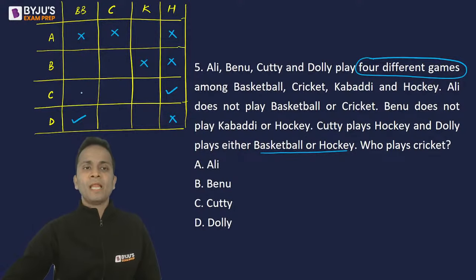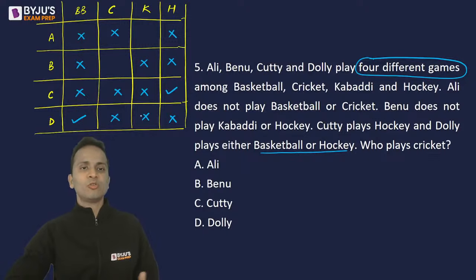Kutti is playing hockey, so will not play any other game. Dolly is playing basketball, so basketball will not be played by any other person, and Dolly will not play any other game. Now if I look at Benu, Benu cannot play basketball, kabaddi, or hockey, so Benu plays cricket, and Ali plays kabaddi. So this is the complete table.